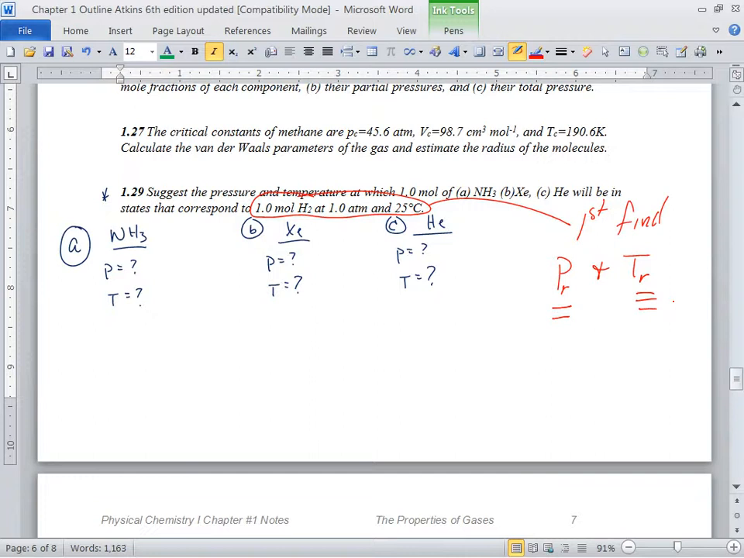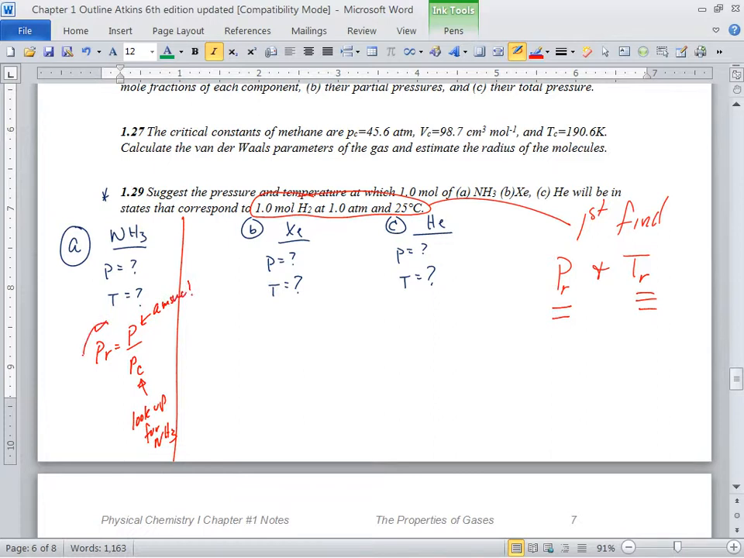Okay? So the first part, because remember, how do you calculate this stuff? PR is just P over PC. So if we know what PR is, we'll plug in for ammonia, for example. We'll look this up for ammonia. And here's our answer.